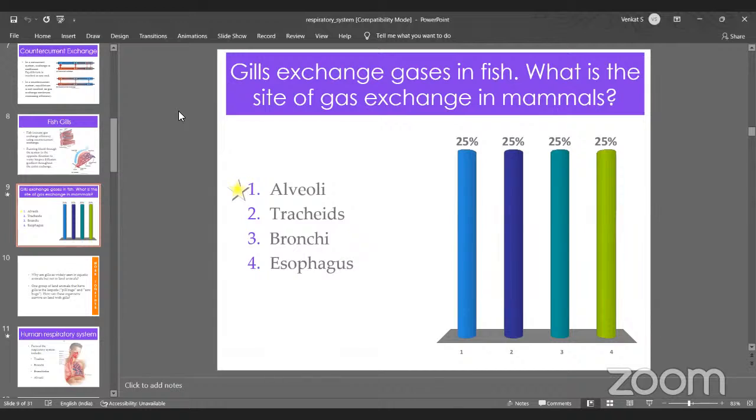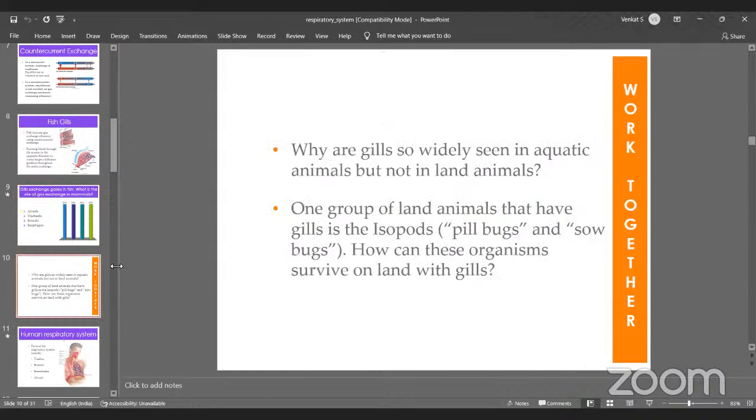What is the site of gas exchange in mammals? Very important: human beings are mammals. Gas exchange takes place in the alveoli. The trachea, bronchi, and esophagus are very important parts to learn.